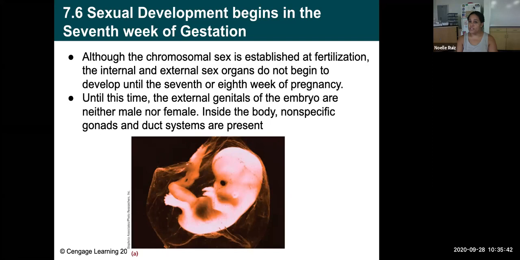Although the chromosomal sex is established at fertilization, the internal and external sex organs do not begin to develop until the 7th or 8th week of pregnancy. That's why they don't even offer to determine the gender of a baby until a certain week, like 16 or 20 weeks. Because before week 8, you can't even tell, because nothing's developed. Until this time, the external genitals of the embryo are neither male nor female. Inside the body, non-specific gonads and duct systems are present.